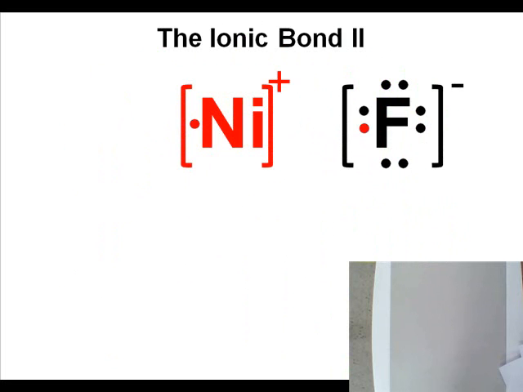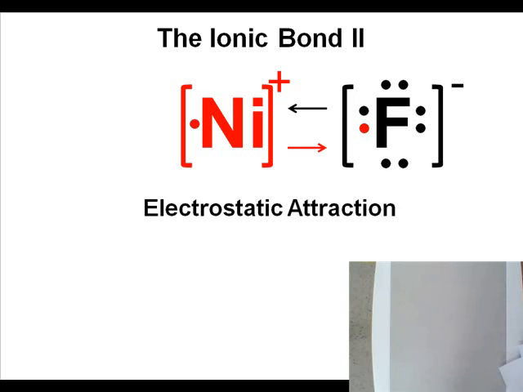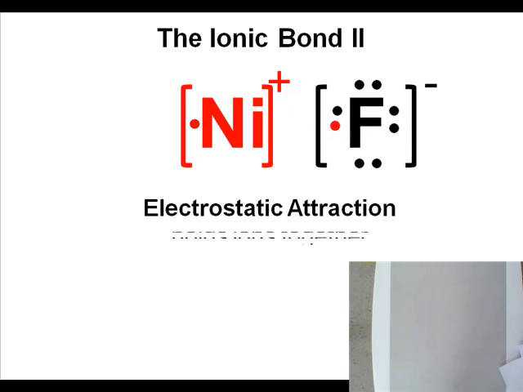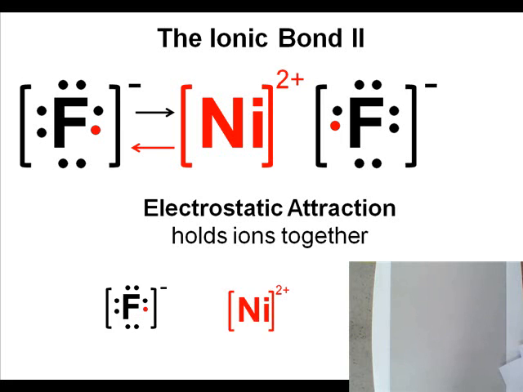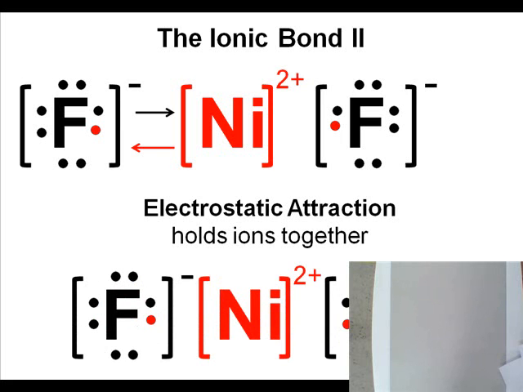Take a look here. Notice that nickel is going to give one of its outside electrons to the fluorine, and that creates an electrostatic attraction. Ions are being held together. But notice there is another electron to be donated, and that becomes a +2, and you now have an attraction of nickel fluoride.